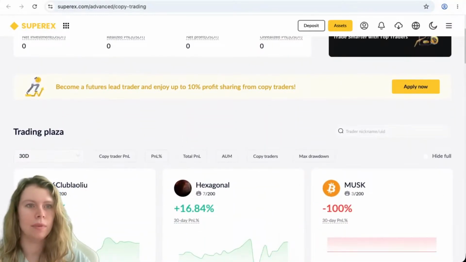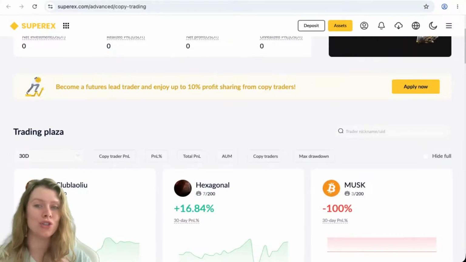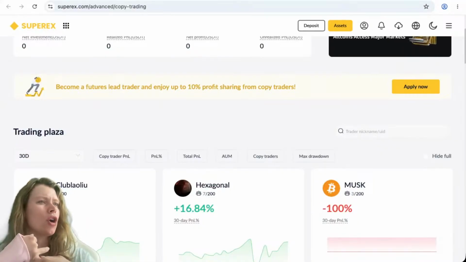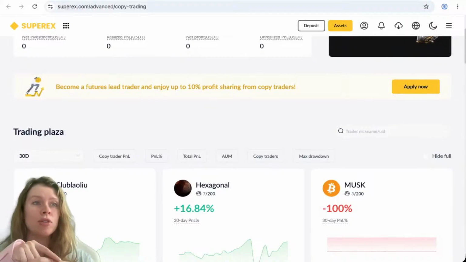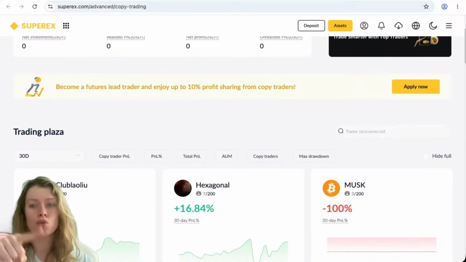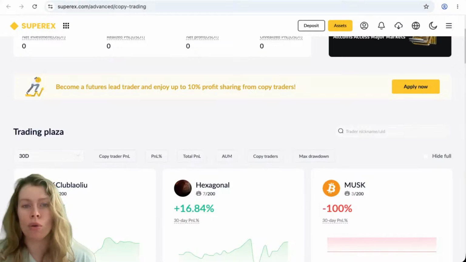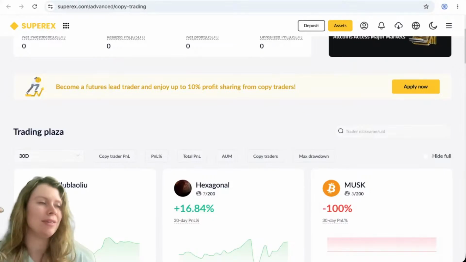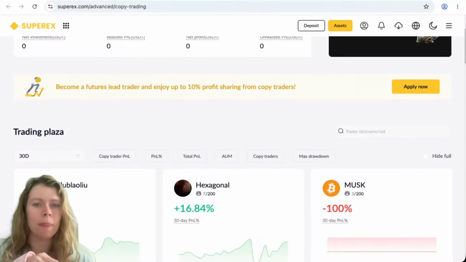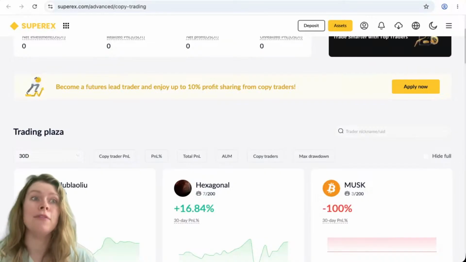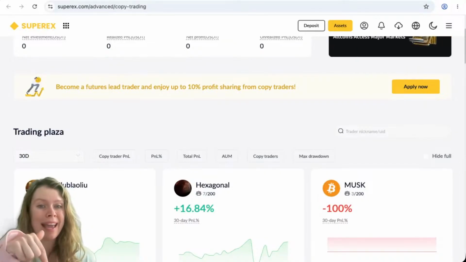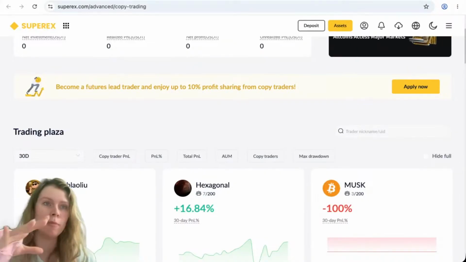All right, number 3 we have down here is the Trading Plaza. This is the marketplace of every public lead trader on SuperEx. The buttons across the top left let you sort. So we've got copy trader P&L, P&L percentage, total P&L, AUM, copy traders, max drawdown. Okay. You can also flip the time frame, 30 days, 7 days, whatever it is that you guys want to do.